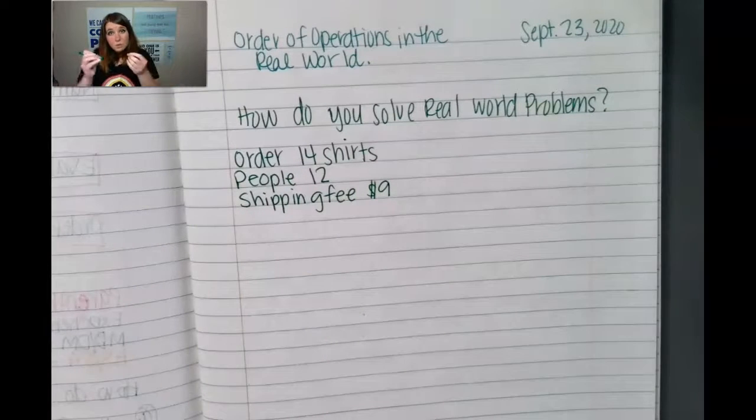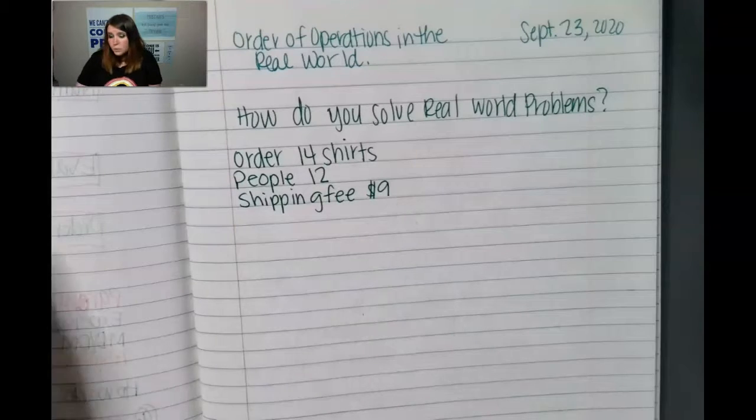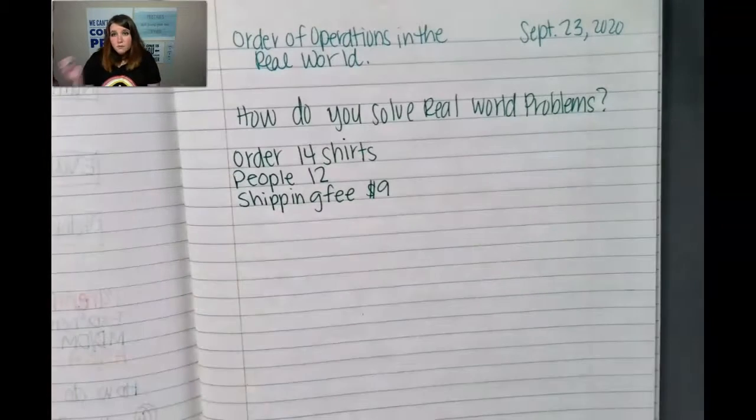We're going to take this story problem and break it into an order of operations problem. So we need to figure out how much this is going to cost. First we need to solve shirts.